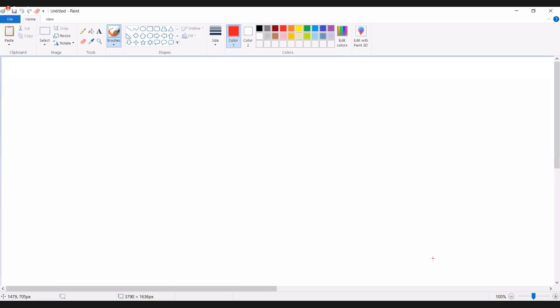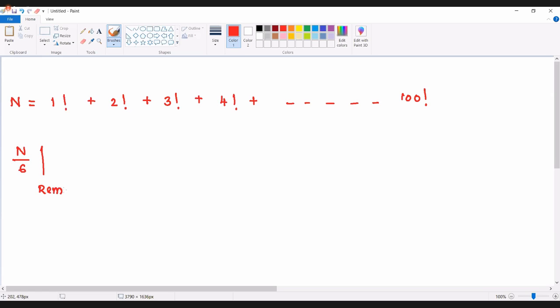Yesterday I showed one question which is given in the previous Capgemini paper as well as a previous TCS question. Let me take that question once. The question is: 1 factorial plus 2 factorial plus 3 factorial plus 4 factorial and so on till 100 factorial. If this number n is divided by 6, what is the remainder? This is a model question.